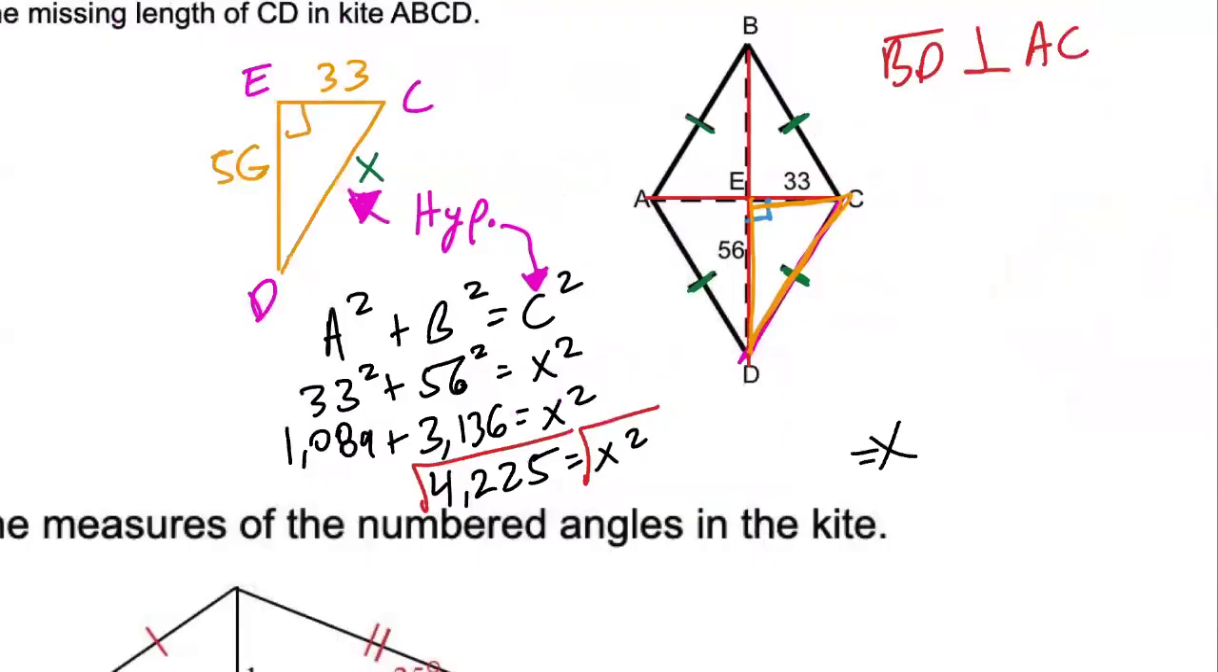X is equal to, is it 65? Okay. It is indeed 65. So that means x is 65. So that means DC is 65. So that is indeed the answer.